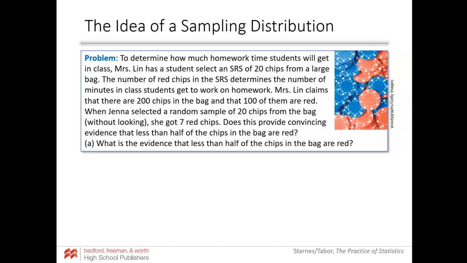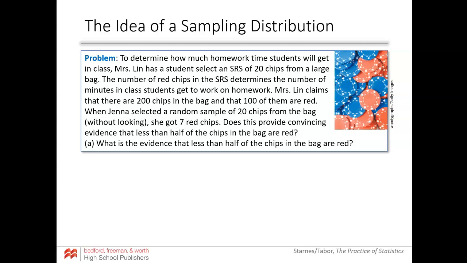Ms. Lynn claims that there's 200 chips in the bag and they are perfectly proportional. There's 100 red and 100 not red, I guess. When Jenna selected a sample of 20 chips, without looking, she got 7 red chips. So of course, there's kids out there who are going to say, no, I know Ms. Lynn, they're wondering if she lied, basically.